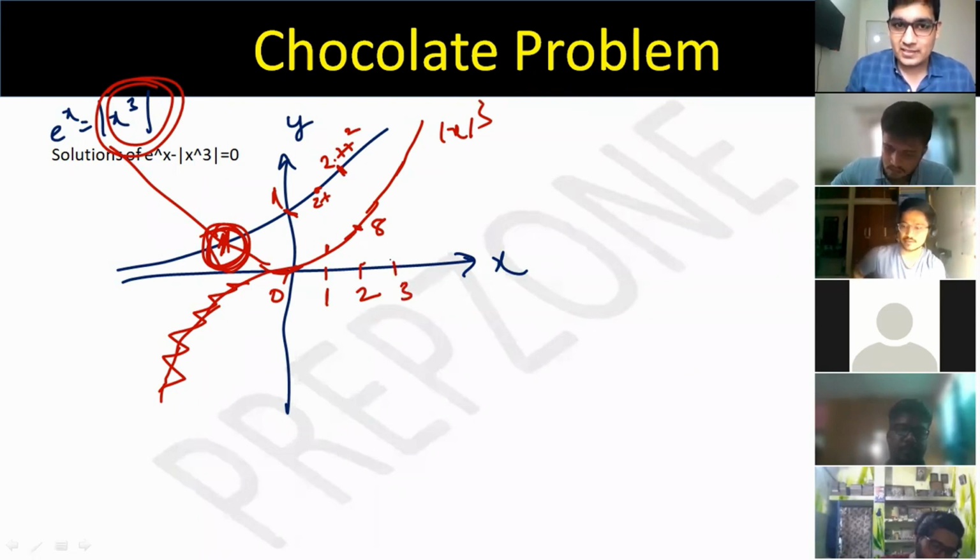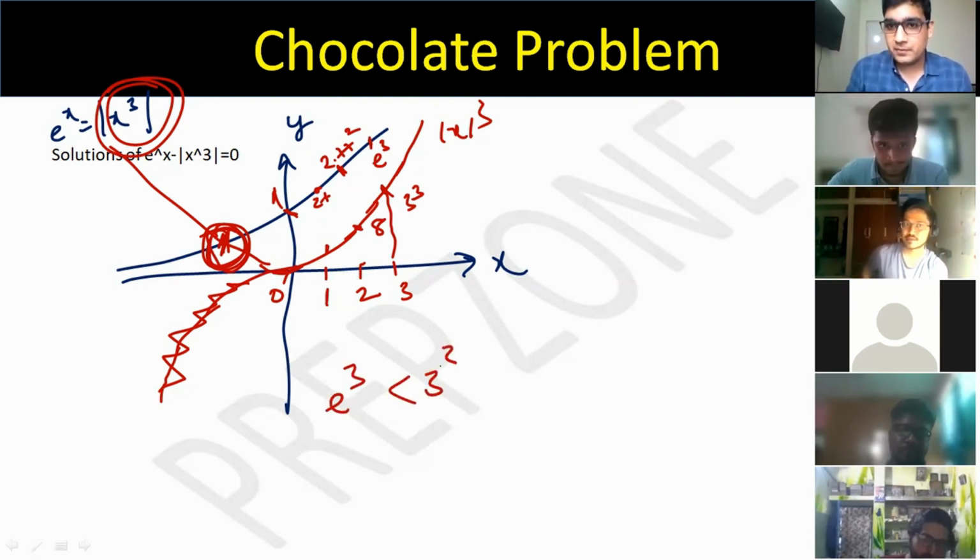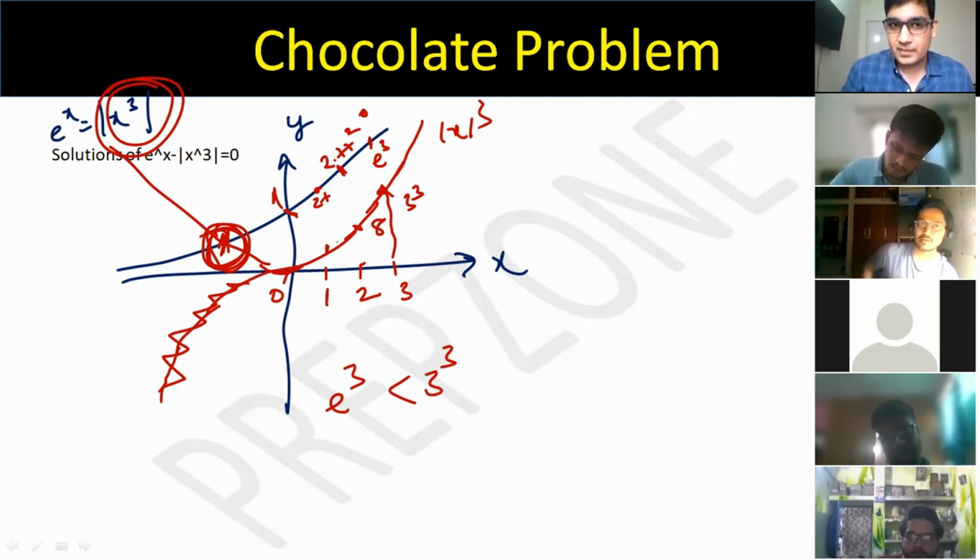When x is 3, this is clearly 3 cube, right? But the above function is e cube, and e cube is 2.77 cube. Now we are very clear that e cube is less than 3 cube, right? So at least at x equals to 3, this value should be here, so this graph should have been something like this.